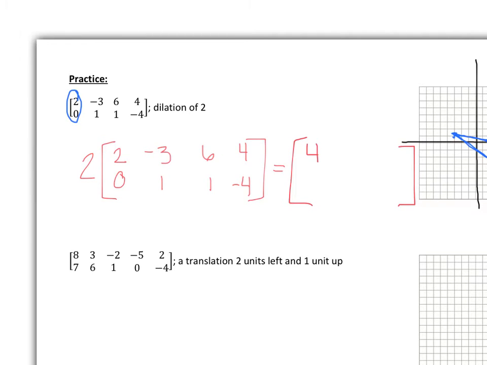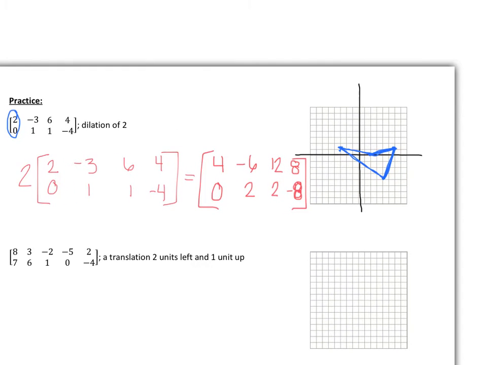4, 0, negative 6, 2, 12, 2, 8. Whew, sorry, I got behind. Okay, 4, 0, negative 6, 2, 12, 2, 8, negative 4. Okay. Negative 8. Sorry. Then you just graph it. So it should be the same shape, just bigger.